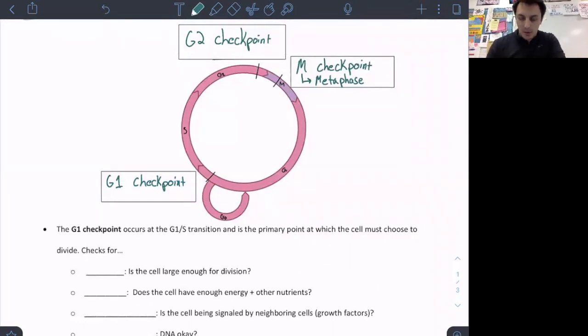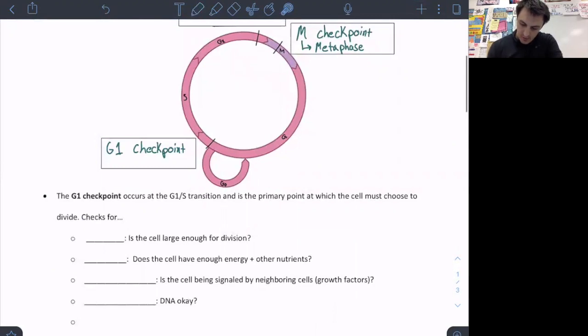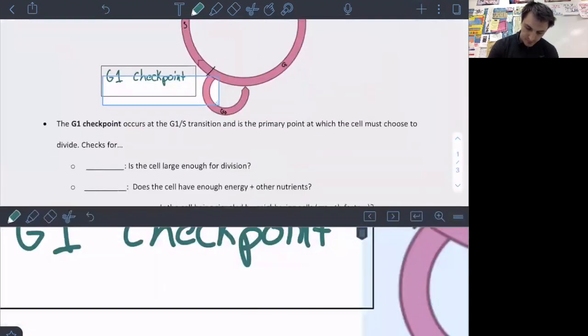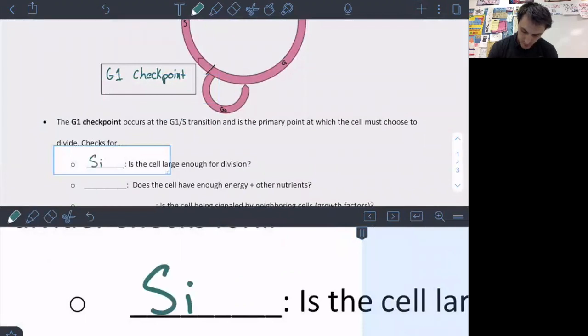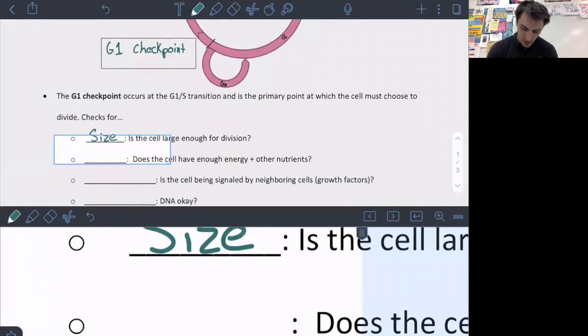This is really the primary point when the cell must choose to divide. So there are a few things it's going to check for. The first of which is going to be size. Is the cell actually large enough for division? If we're going to take one cell and divide it into two cells, there's got to be enough stuff for both cells.